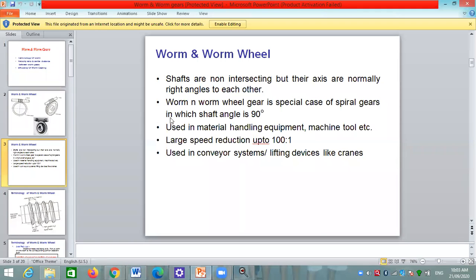The second point: the worm and wormwheel gear are a special case of the spiral gear in which the shaft angle is 90°. Means it is one case of the spiral gear. We have seen what a spiral gear is and what the terminology used in a spiral gear is. It is one type of spiral gear where the shaft angle is 90°.